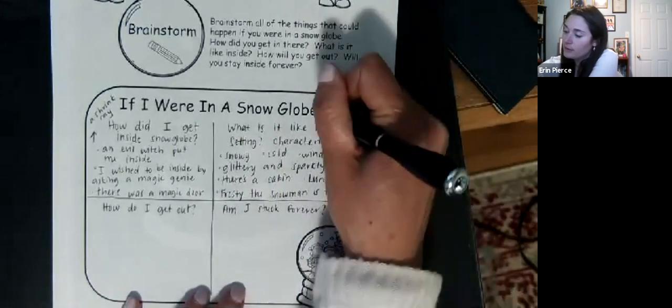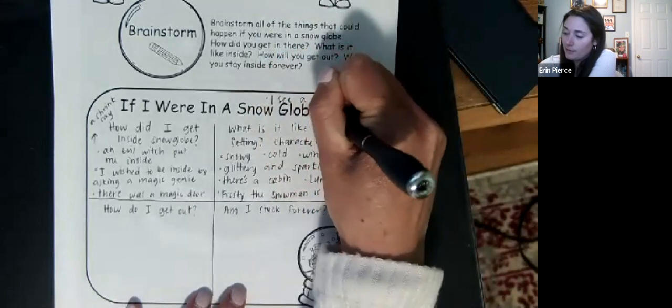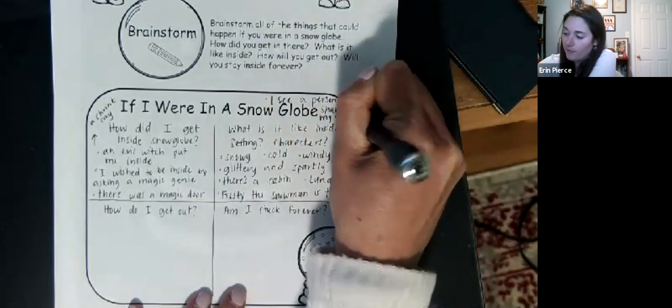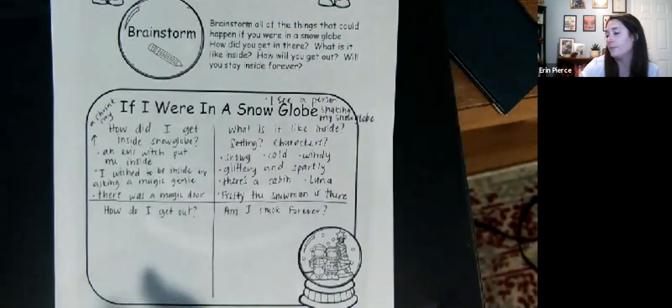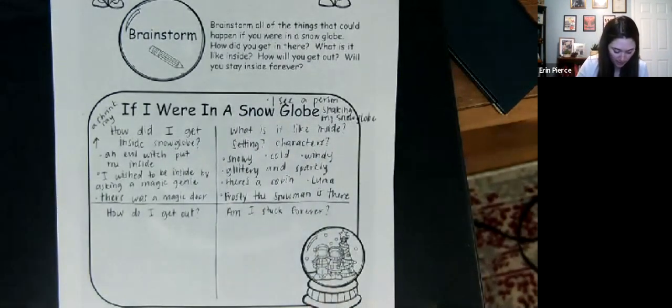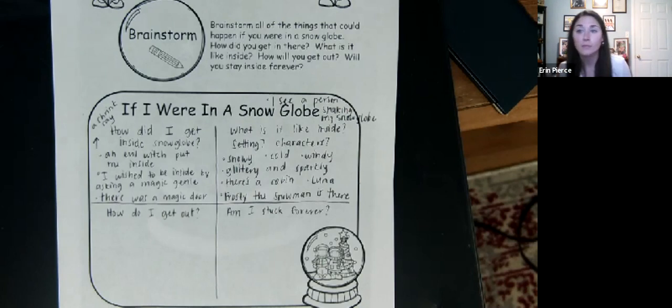I see a person shaking my snow globe, and so I'm constantly maybe falling all over the place. How do I get out of there? So just kind of thinking through your process. Maybe see another 5 minutes, see what you can add.